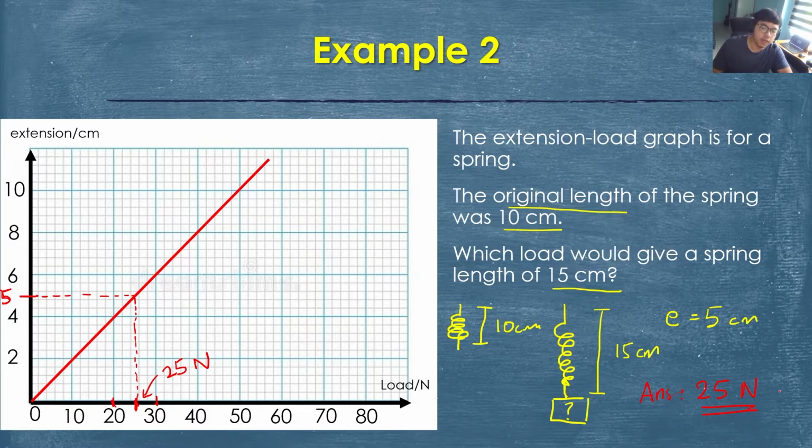Okay, so in other words, a force of 25 Newton will give an extension of 5 cm. And when the spring extends by 5 cm, the spring becomes 15 centimeters.